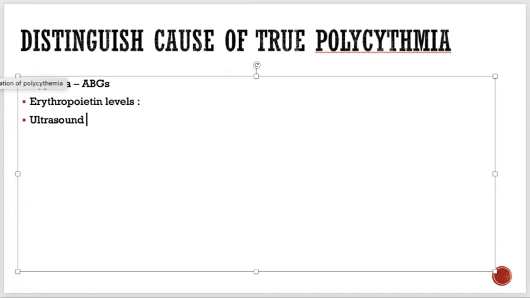So simply, you can check ABGs to check for hypoxia. You can take history from someone, whether they are living at high altitude or not. You can check the erythropoietin levels. You can do an ultrasound, okay, to catch if there is any tumor. And of course, whatever is found, we are going to do more and more testing to diagnose the condition, right? So this is what can be done for this thing.